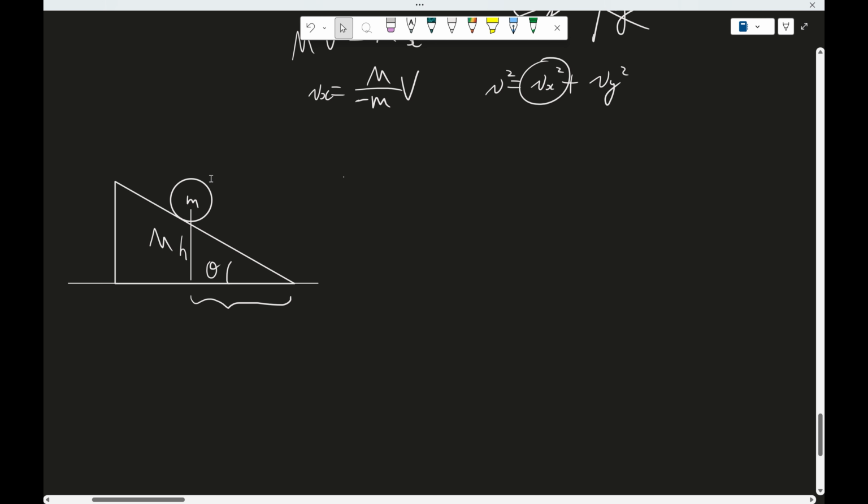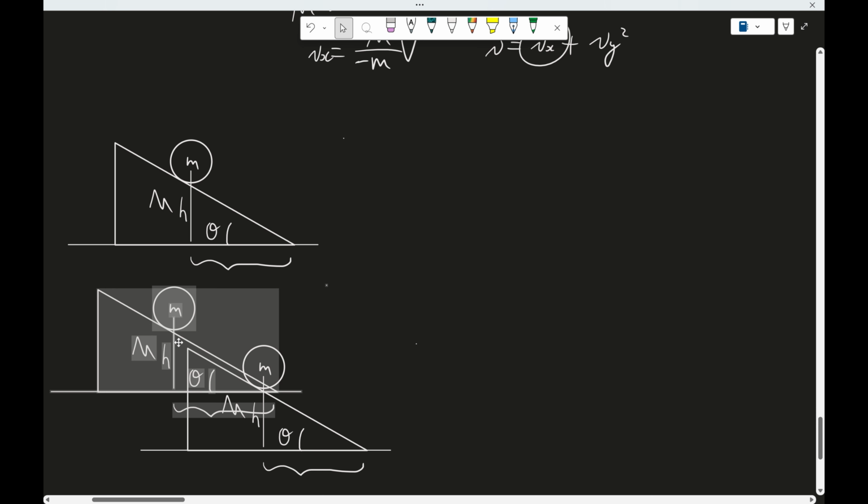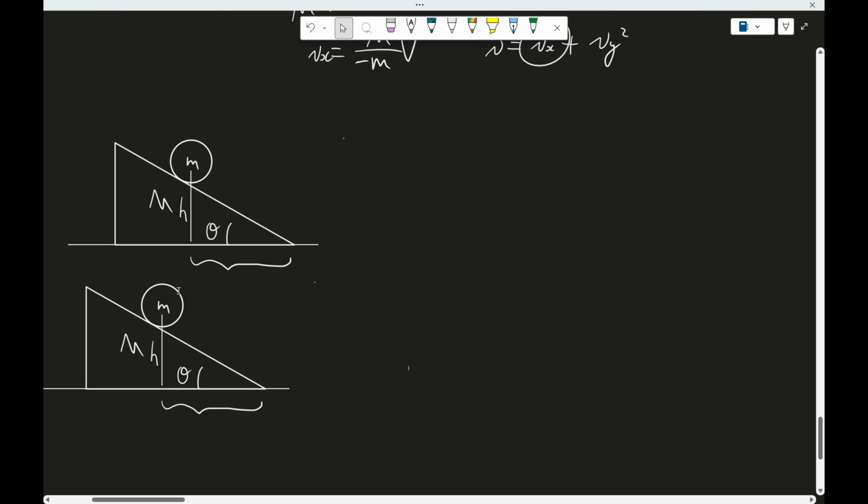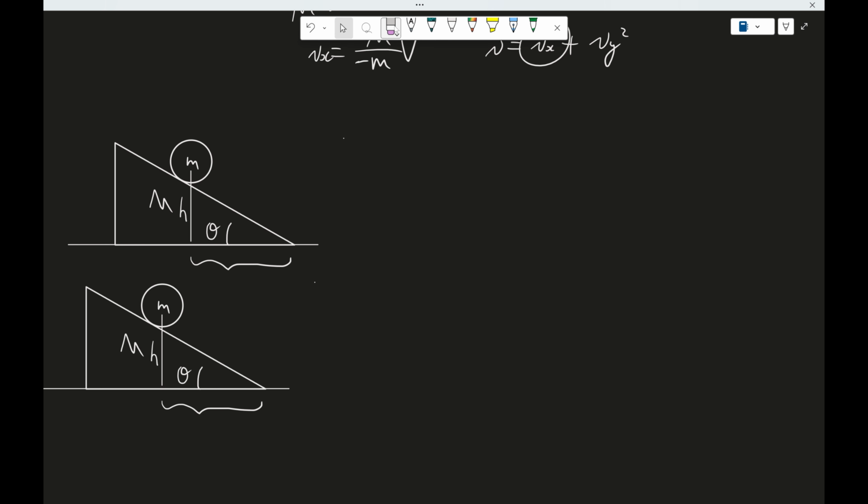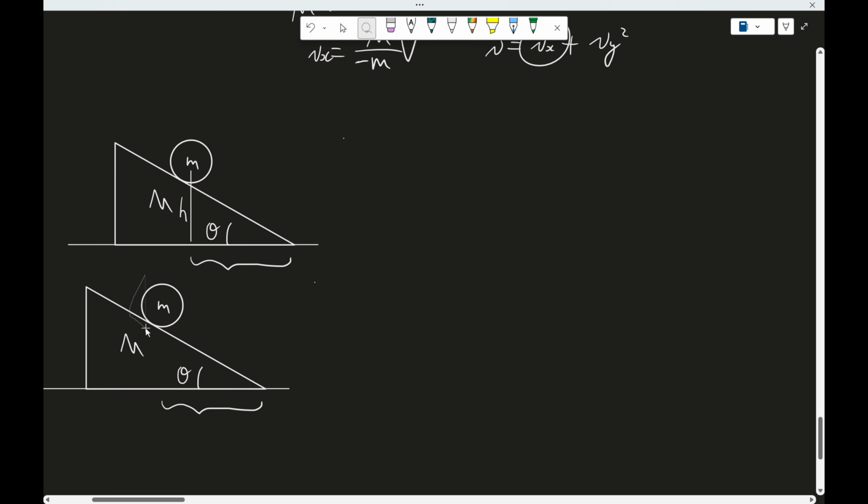So if we think about it, let me just duplicate this diagram first. If, let's say, the slope moved a bit, right? And then let's say the sphere moved to here.